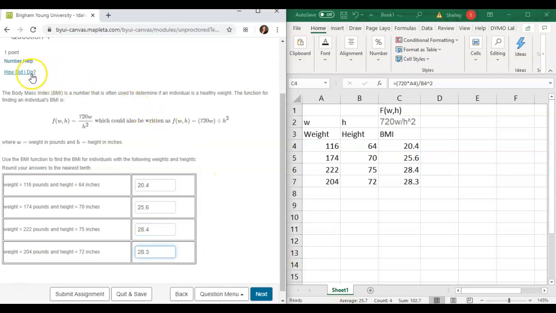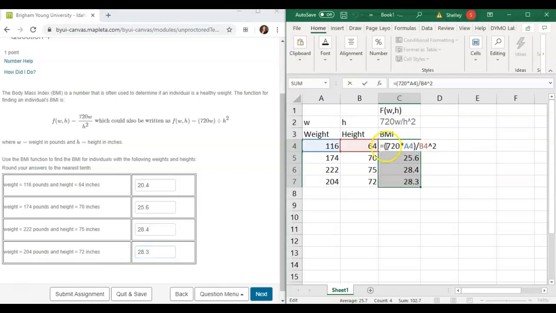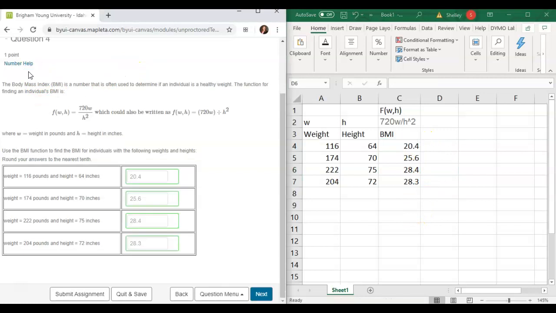Then we can go back to the how did I do, but I am going to double check that I didn't make any typos just to make sure. 116, 174, 222, 204, 64, 70, 75, 72. It's amazing how many of these little mistakes can throw everything off. I did 720, I squared, all of that's in there correctly, and because I clicked and dragged, all of those will be the same, and they all look good. So we can move on to the next one.